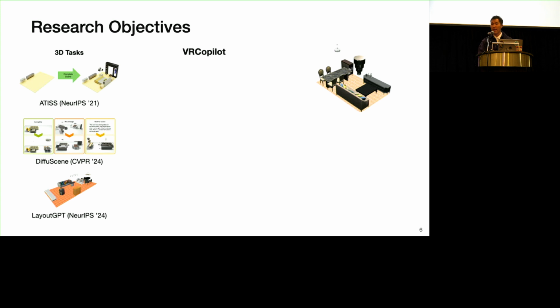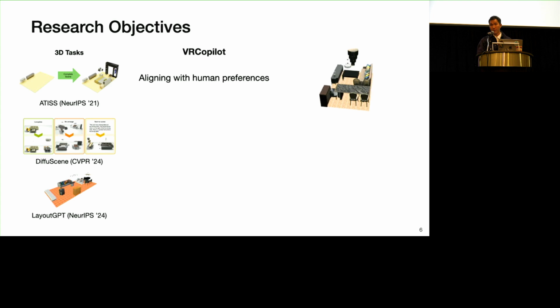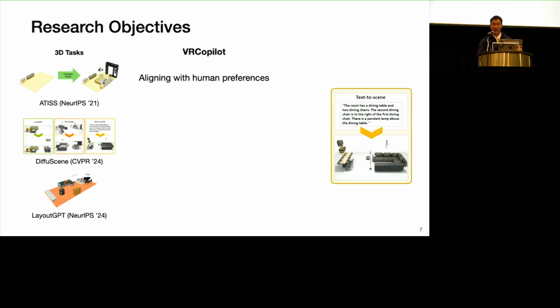Now, this is cool, but there is still a gap between these models and putting them in front of actual users in 3D design and authoring. For example, here is a generated result from one of the AI models. If you are an actual user, would you want to live in this room? To me, probably not, because the cabinet seems to be blocked. It seems there's very little room for me to actually comfortably walk around. So the first research objective of VRCopilot is to align AI with human preferences.